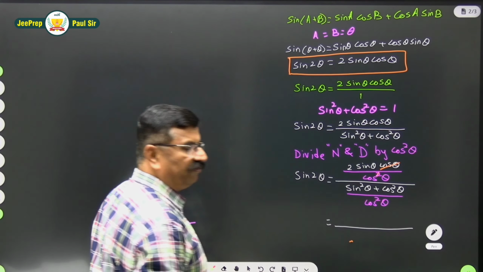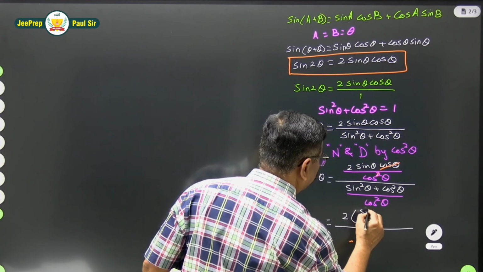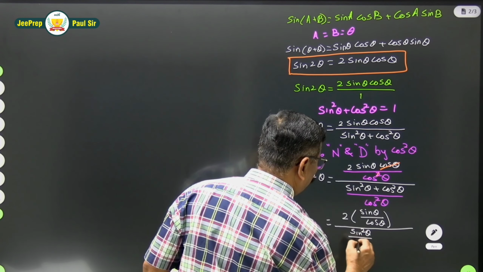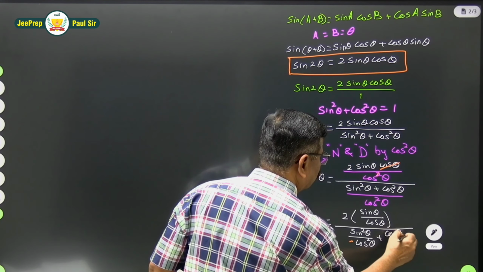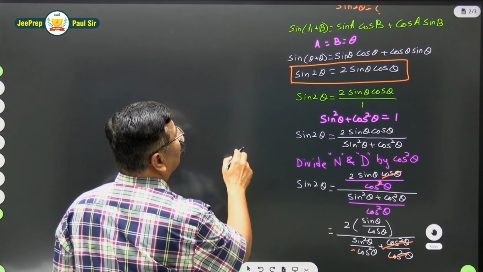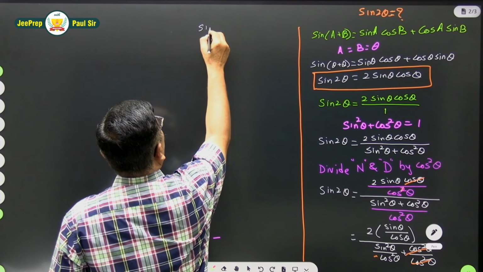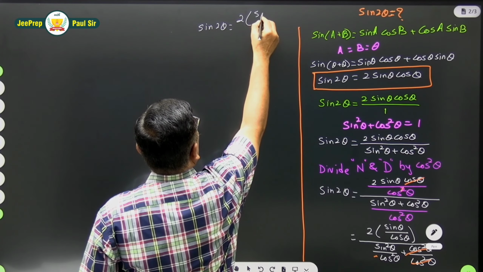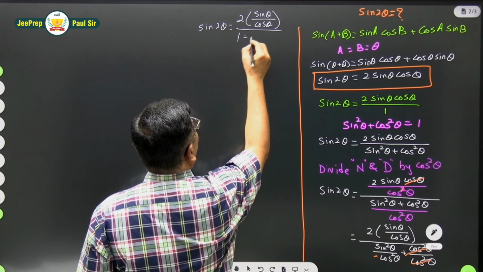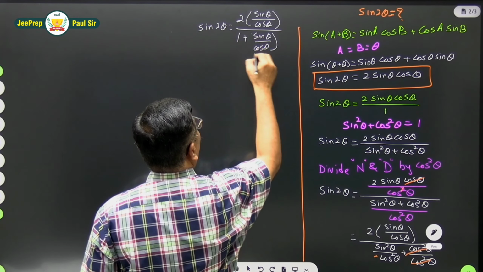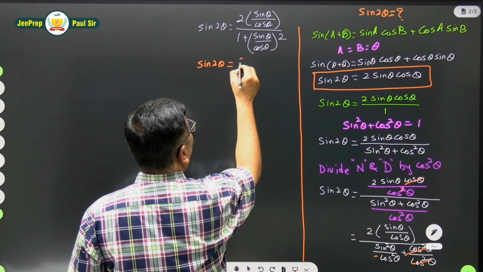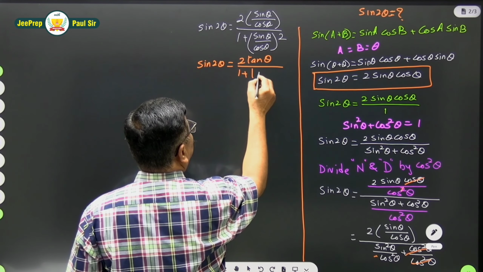Now see, this cos theta and the cos square will get cancelled. So in the numerator, you will have only sine theta upon cos theta, while in the denominator, we will write sine square theta upon cos square theta plus cos square theta upon cos square theta. Now this cos square will get cancelled. So let us see what equation we get now. We will get sine 2 theta is equal to 2 sine theta upon cos theta. For this sine theta upon cos theta, we can write tan theta. And in the denominator, we get 1 plus sine theta upon cos theta the whole square. So therefore, the formula is sine 2 theta is equal to 2 tan theta upon 1 plus tan square theta.